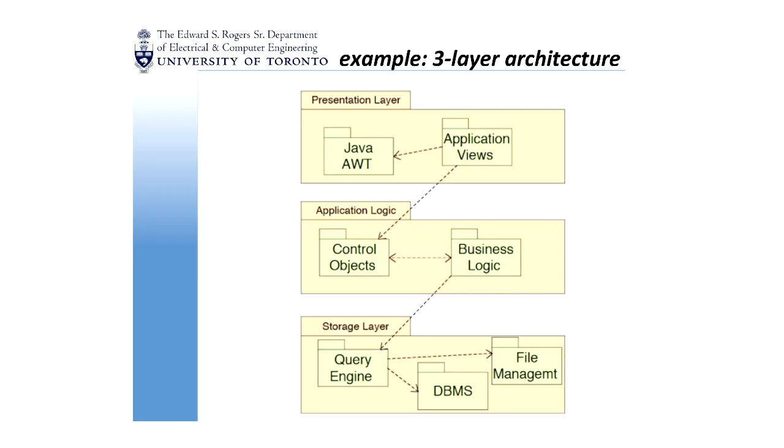Another common pattern is the three-layer architecture, typically consisting of a presentation layer, an application logic layer, and a storage layer. For instance, a presentation layer might use Java AWT for application views, nowadays it could be React, which then communicates with control objects in the application logic, eventually reaching a database management system in the storage layer.